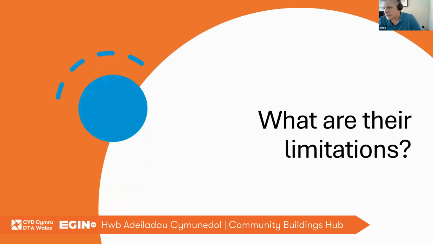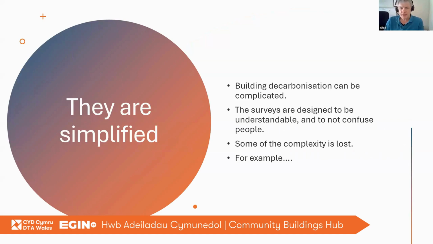Now, what are the limitations of an energy report? It's really important to say that it is a simplified version of how to decarbonize your buildings. Some of the complexity from doing a full building retrofit, it's impossible to put that into a report. The report would be 3,000 pages long if you had all the different possible things you could do in a building and how they might impact each other.